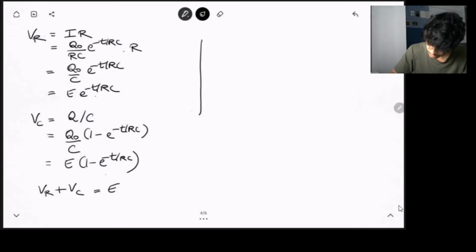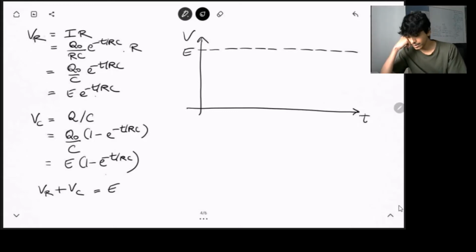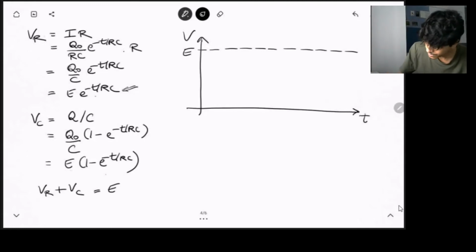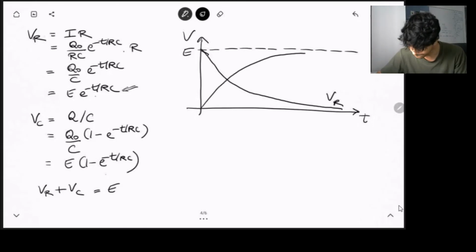So if we plot this as a function of t, let's put V over here, and we'll call this E. So what does VR look like? VR at time t equal to 0, it is equal to E, and after that it is exponentially falling. So it will look something like this. VC, on the other hand, looks like this. So one is decreasing, one is increasing, and both are exactly increasing, decreasing in such a way that the sum total is always equal to E.